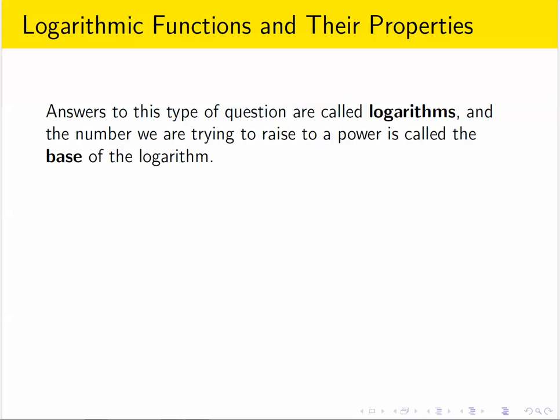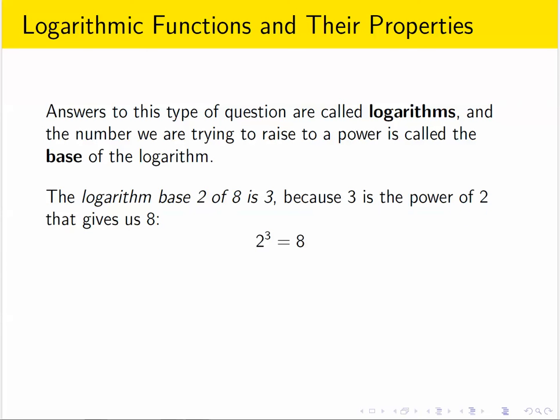So that's the type of question that logarithms answer for us. What power of a given value do we need to get another value? The number we're raising to a power is referred to as the base of the logarithm. So for example, if I say the logarithm base 2 of 8, I'm asking what power of 2 do I need to get 8? And of course the right answer is 3. If I take 2 and raise it to the power 3, I get 8.